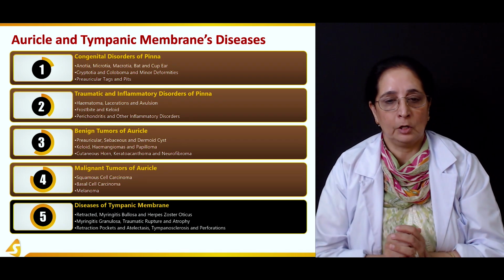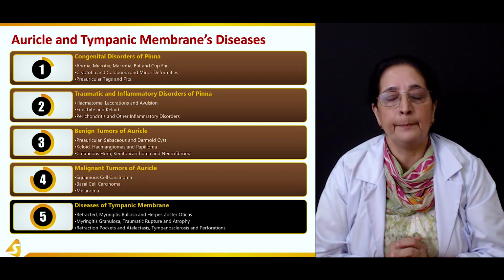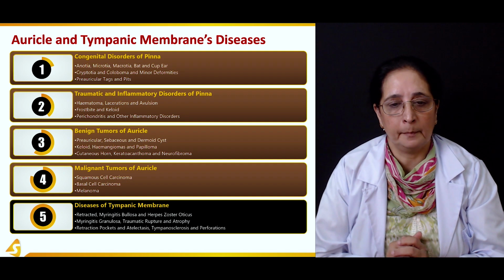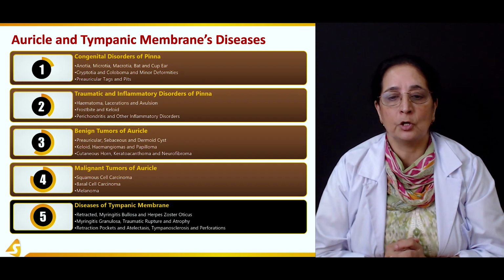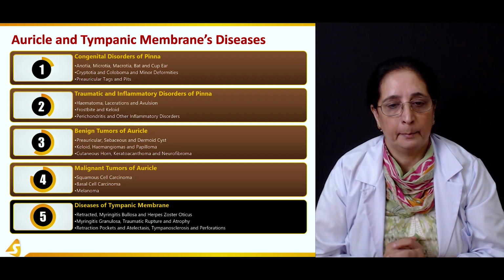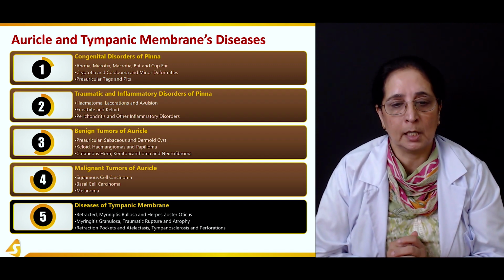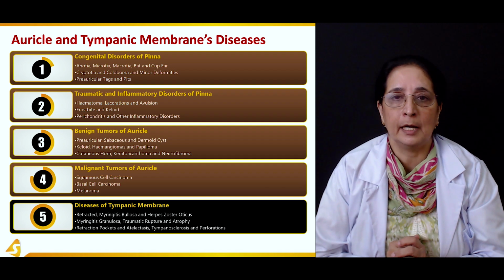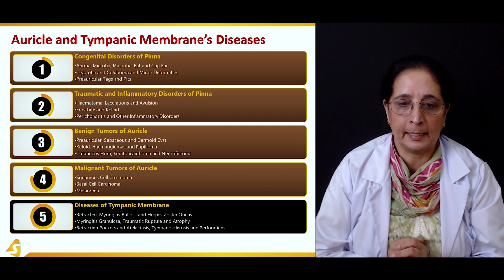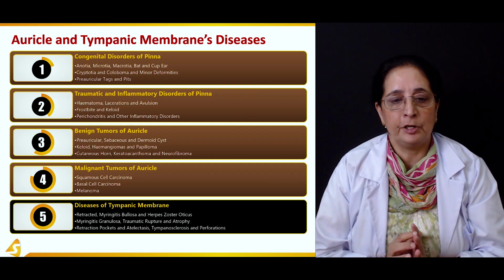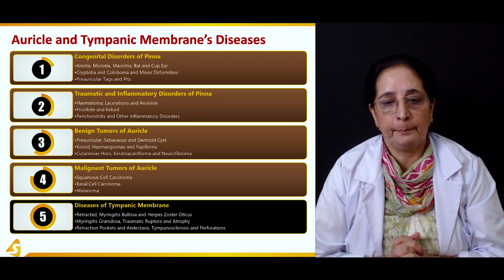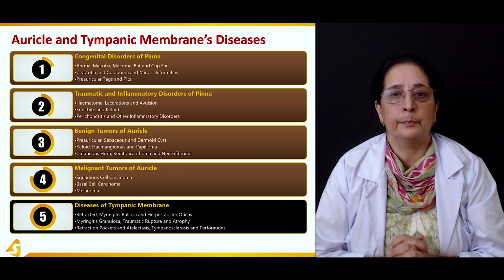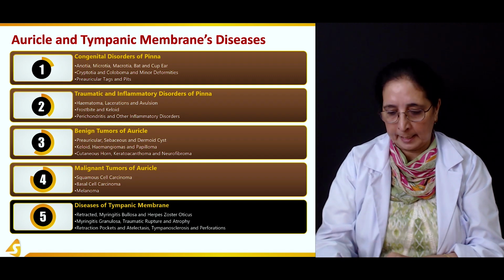In this, we will talk about the retracted tympanic membrane. We will talk about myringitis bullosa and herpes zoster oticus. Myringitis granulosa, traumatic rupture and atrophy of the tympanic membrane, and then retraction pockets and atelectasis, tympanosclerosis and perforations of the tympanic membrane.